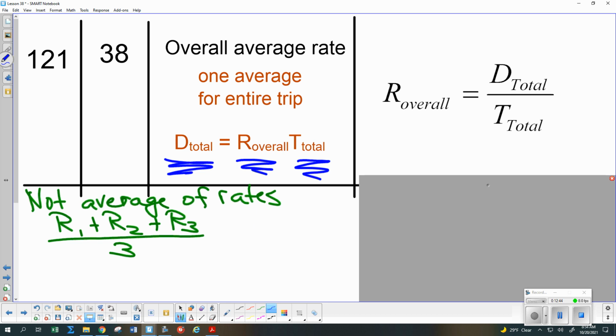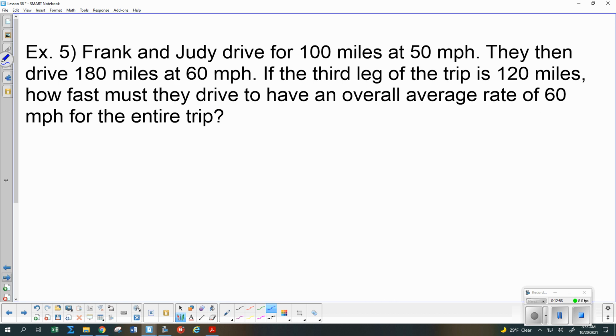And these can get a little bit messy because they don't always tell us things in the nicest form. But we'll have examples that look kind of like this. So we want to work with the overall average rate. And we know that that needs to be our total distance divided by our total time.